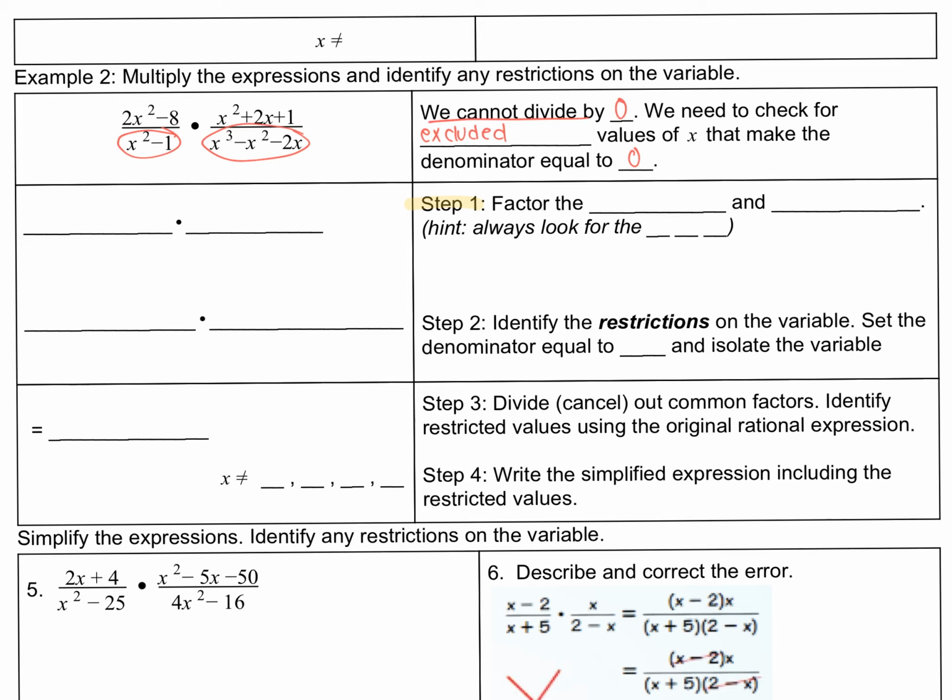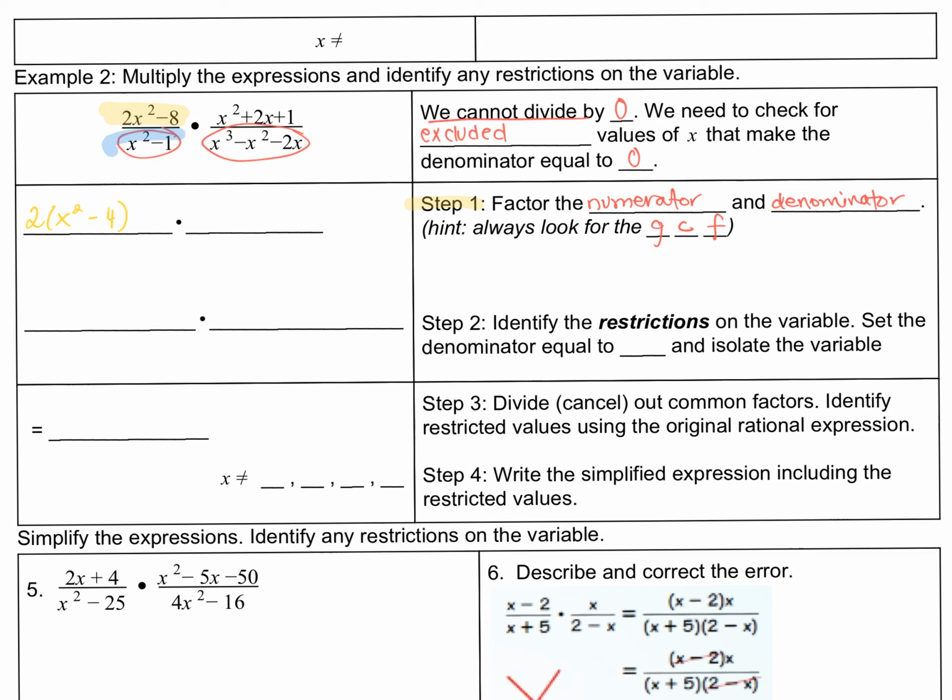Step 1, factor the numerator, the top, and the denominator, the bottom. And anytime we're factoring, it helps if we can find a GCF in the beginning. It makes numbers smaller so that factoring is easier. So let's go ahead and do step 1. So I have 2x minus 8, and there is a GCF there. I could take out a 2 so that it's 2 times x minus 4.